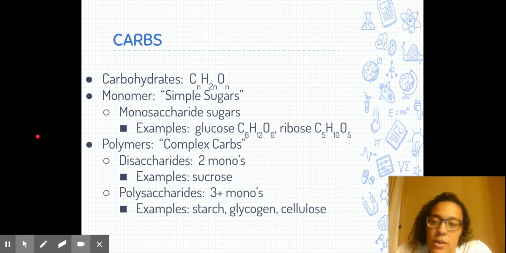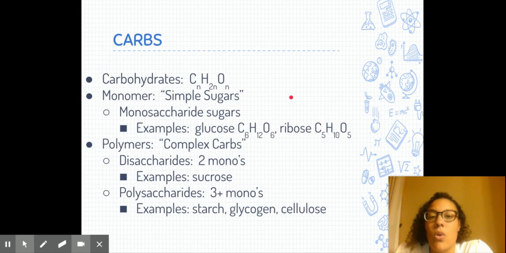versus a lipid. So the general chemical formula is going to look like this, right? So there will be double the hydrogen atoms, then carbon and oxygen in there. So we're just representing the number there and doubling that with hydrogen.